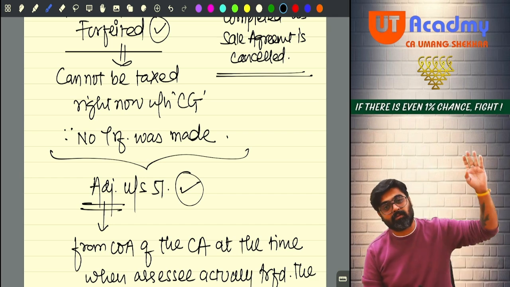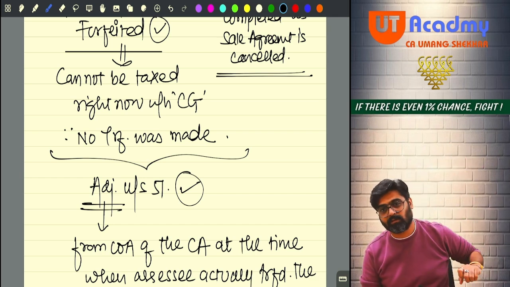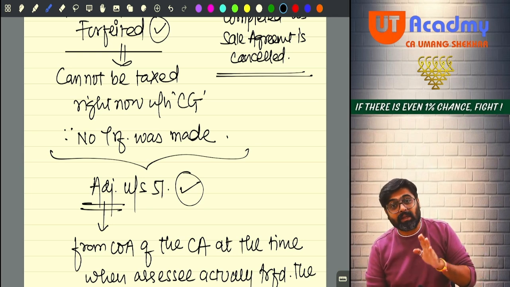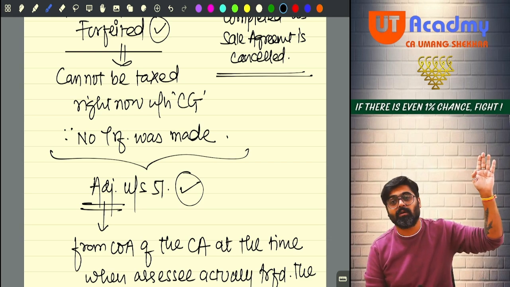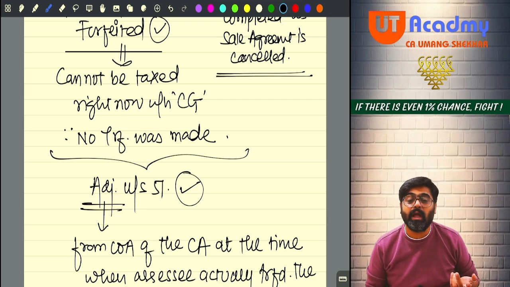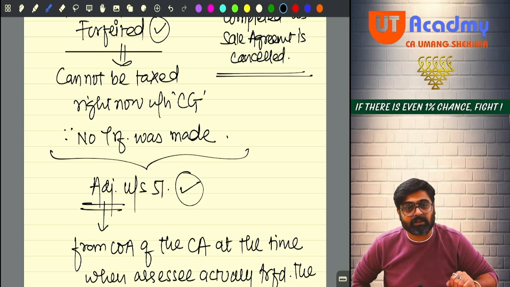What if I sell the property after 20 years, 30 years? So the amount of 10 lakh which I have received right now will be taxed as my income after 20, 30 years. Hello? What if I don't sell the property only? It will not be taxed at all. And what if I immediately want to sell the property? Still I will not pay tax.